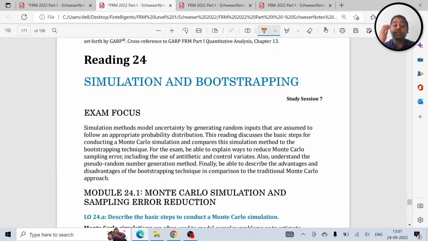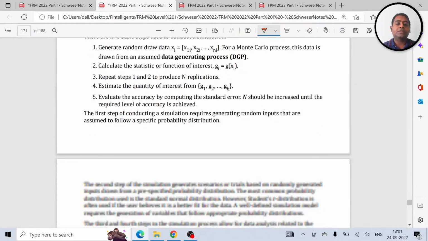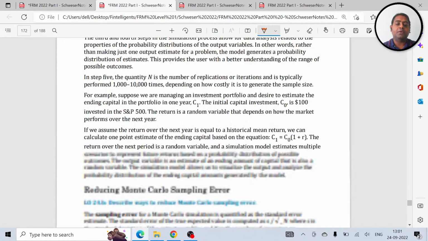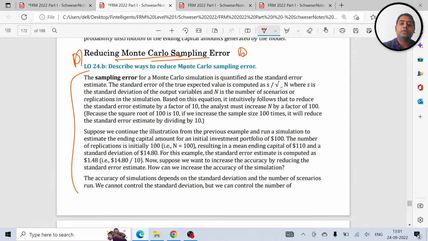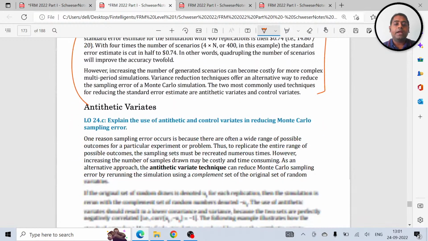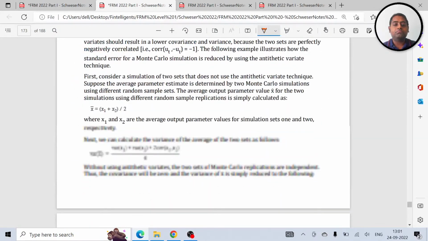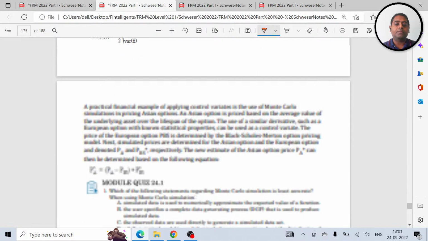Now, in this chapter, the bootstrapping part is slightly important. The process of simulation, they might not be able to test you. This section, reducing Monte Carlo simulation error, this entire part, I expect they might test you. Antithetic variate part, not so important. Control variate also not so important.